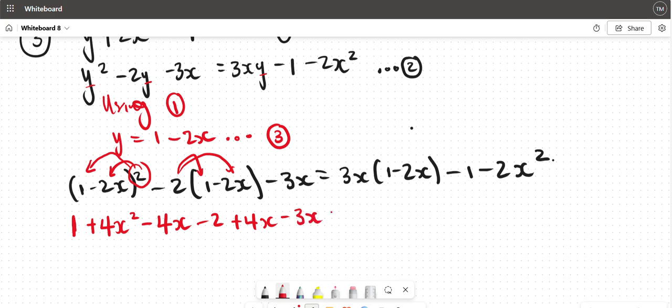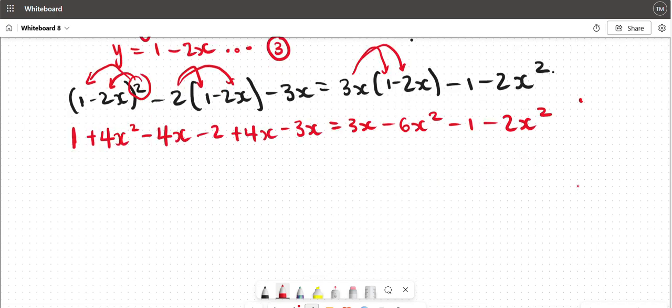And this is a minus 3x. And then this will also distribute into that bracket, giving me a 3x minus a 6x squared minus 1 minus 2x squared. Right, so now I just need to collect my like terms. This is a 4x squared, this is a 6x squared, and this is a 2x squared.